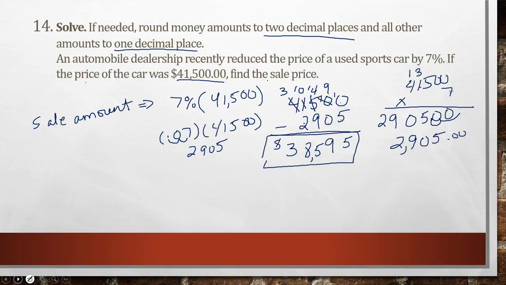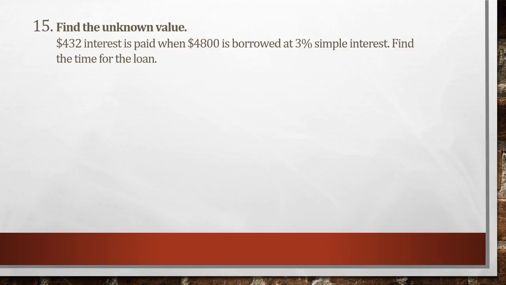Alright, let's move on to the next problem. Number 15 says find the unknown value. It says $432 interest is paid when $4,800 is borrowed at 3% simple interest. So this is a simple interest problem. So if you remember that formula, that would be I equals PRT. So it says find the time for the loan. So we're going to plug all of these values in wherever they belong.